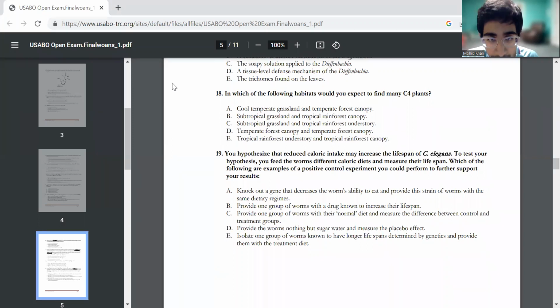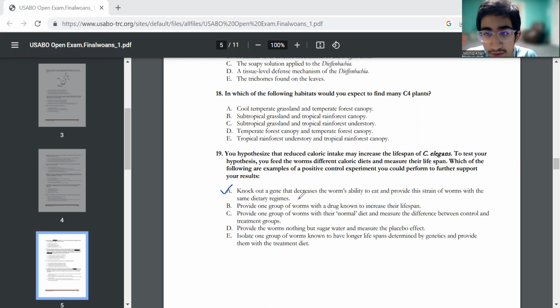All right. First option, A, knock out a gene that decreases the worm's ability to eat and provide the strain of worms with the same dietary regimes. This is correct, I believe, because a positive control experiment, in simple terms, is an experiment that a scientist performs to validate already given results.